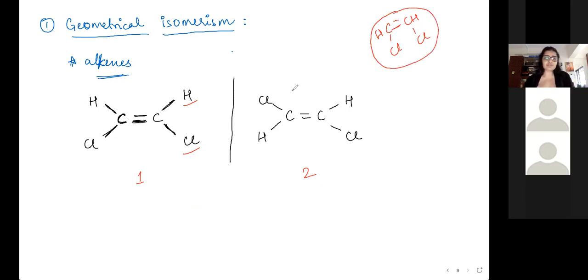Essentially, you can write the structure like this. But in reality, if you look at the 3D arrangement of these atoms, they're completely different. Like you don't get one out of the other unless you break the bond, and then breaking the bond matlab chemical reaction karna padega. So they are not equivalent. So this sort of a situation where structure is the same, but the spatial arrangement is different, the orientation of the atoms is different, that is called geometrical isomerism.